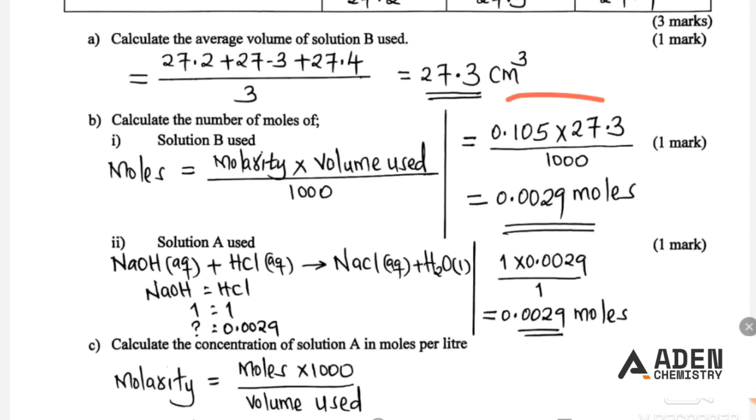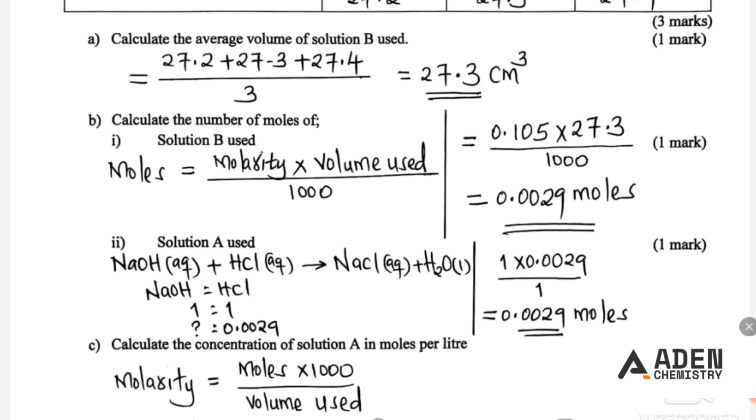So when we put these values on the calculator, what we are going to get is 0.0029 moles. So Roman 2, solution A used. This solution A has reacted with the solution B. And remember, solution B was the hydrochloric acid and solution A is sodium hydroxide. Let us write the equation for the reaction between sodium hydroxide, which is solution A, plus hydrochloric acid, which is solution B. What we are going to get is sodium chloride plus water.